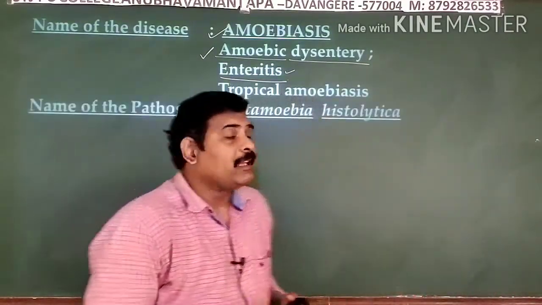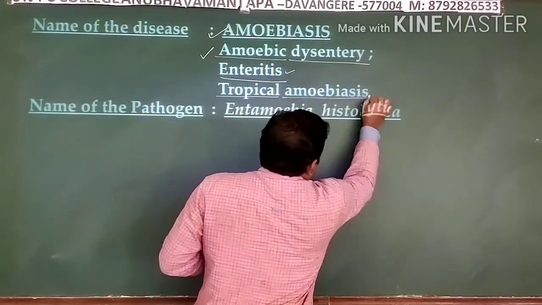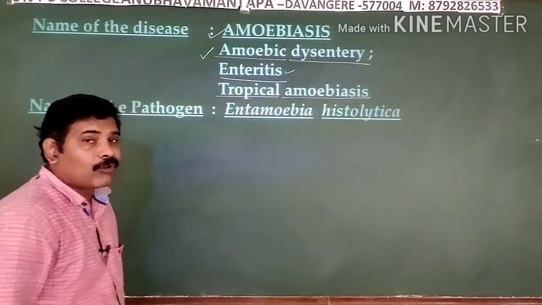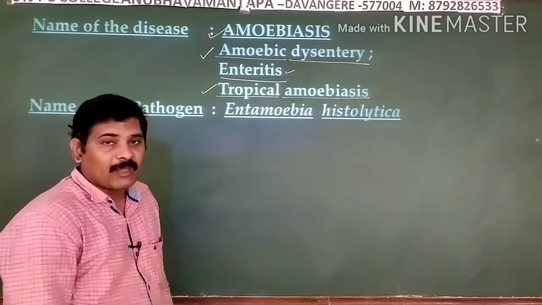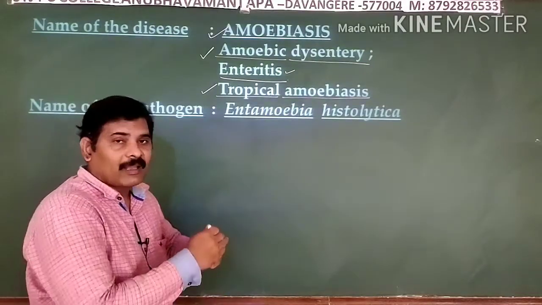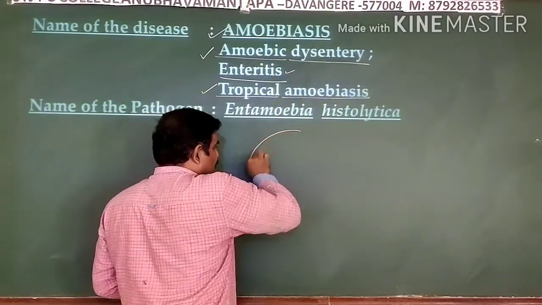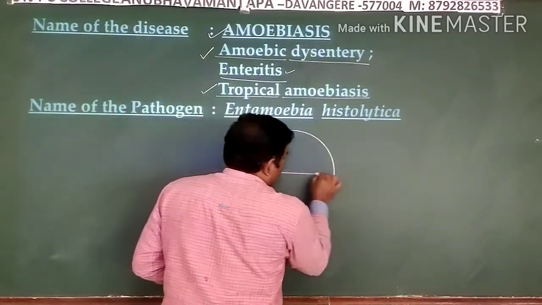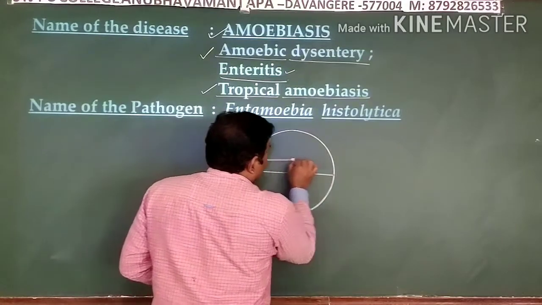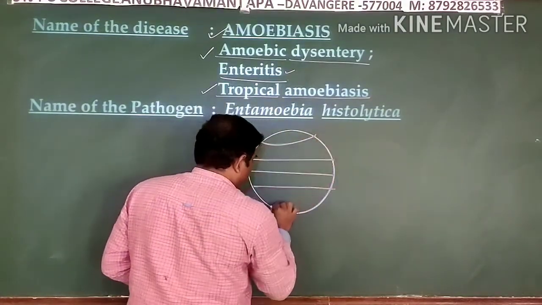And actually this is present in tropical and subtropical regions also. That is the reason why we call it the tropical amoebiasis. You know, the tropical, temperate and polar regions. I will tell you these things clearly. The earth is divided into different parts for our clarity.